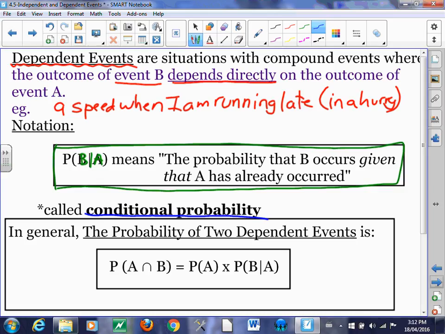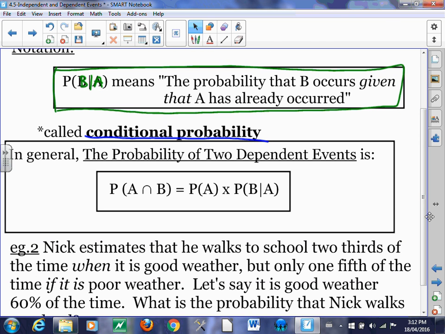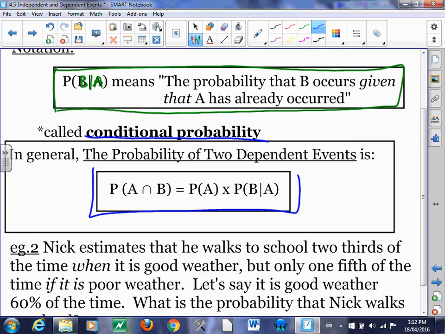Okay? And that's event A. Okay? So in general, here's our probability formula for this. So the probability of A and B is the probability of A, which happens first, times the probability of B given A. Okay? All right, and we'll do an example here where it should make sense.